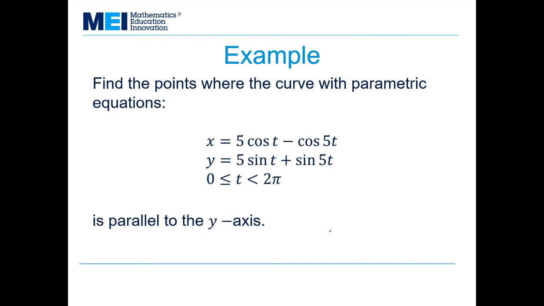Let's have a look at an example then. Find the points where the curve with parametric equations x is 5 cos t minus cos 5t, y is 5 sin t plus sin 5t is parallel to the y-axis. This is the set of parametric equations that we looked at in the last video, and we found the derivative. Now we're going to look at how to use that derivative to find where the curve is parallel to the y-axis.